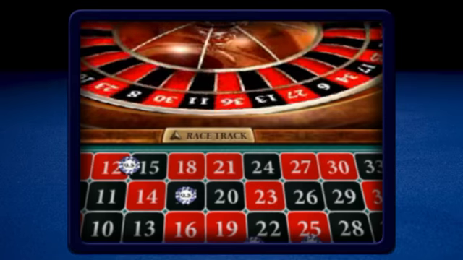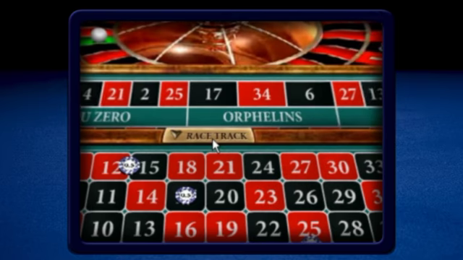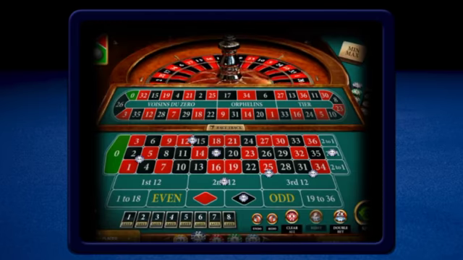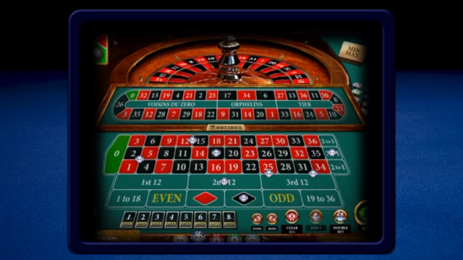Click on the button here to slide the racetrack in and out. The racetrack is where you can place special bets called neighbor bets and French bets. A neighbor bet is where you bet on a single number and the two numbers on either side, which is a total of 5 bets.